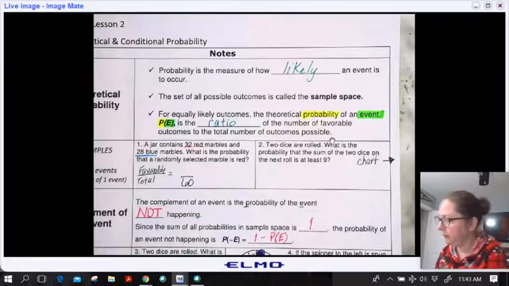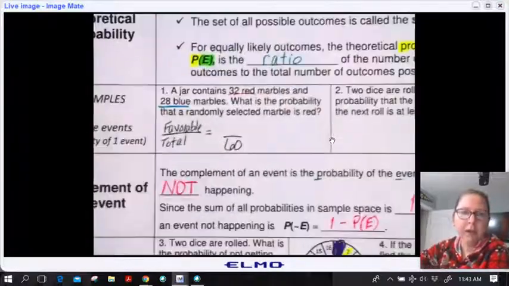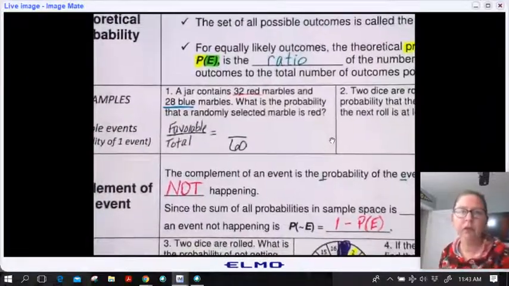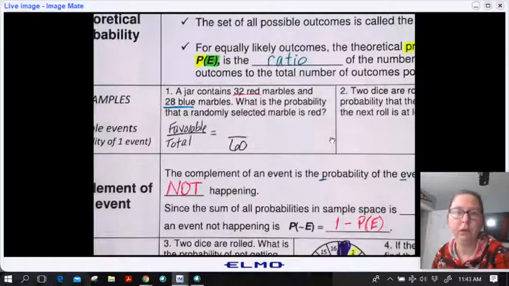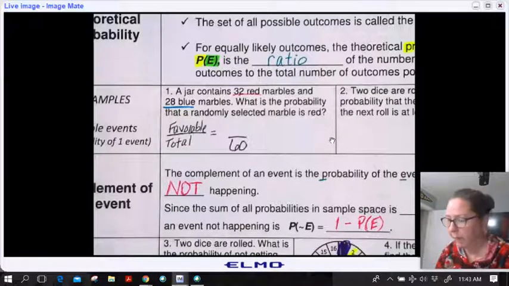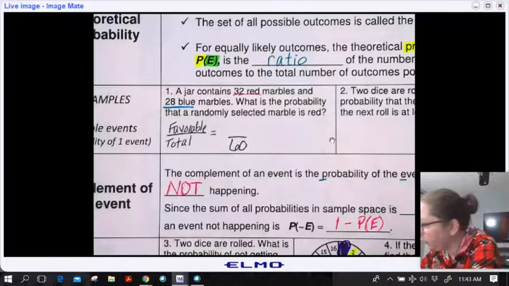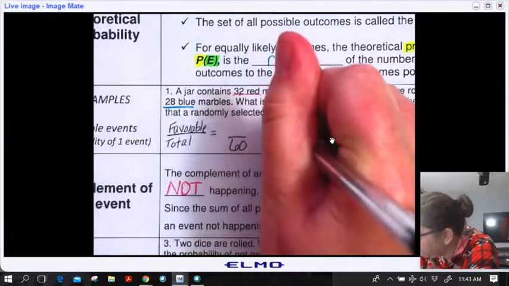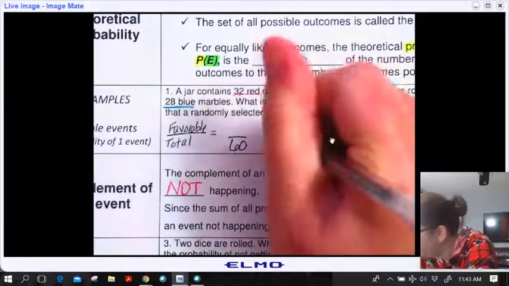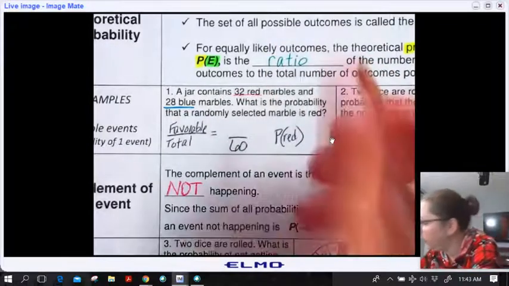So let's take a look at our example number 1. A jar contains 32 red marbles and 28 blue marbles. What is the probability that a randomly selected marble is red? So they want to know, this would look like P, and then the outcome would be red. That's what the notation will look like.